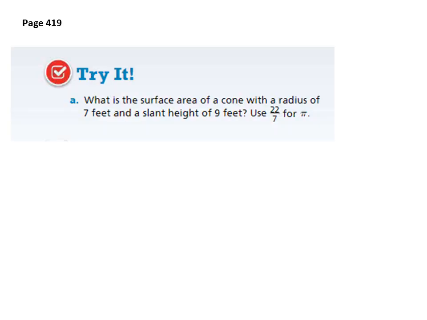and go to page 419, question A. Read the question. The question is, what is the surface area of a cone with a radius of 7 feet and a slant height of 9 feet? Use 22/7 for pi. As you know, 22/7 is another approximated value for pi, because pi is not a rational number, so pi is about 3.14 or 22/7.